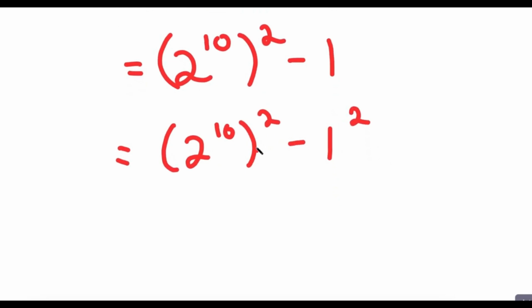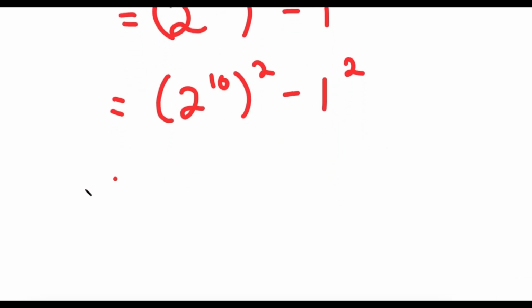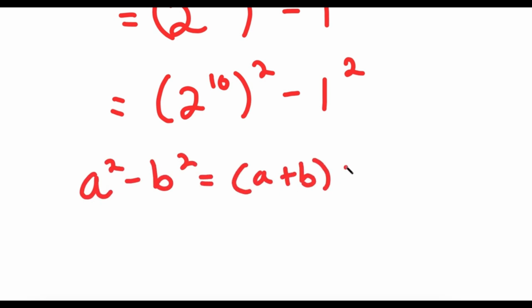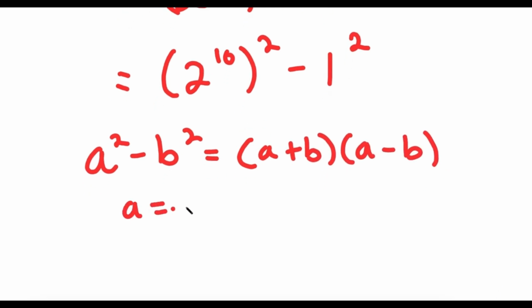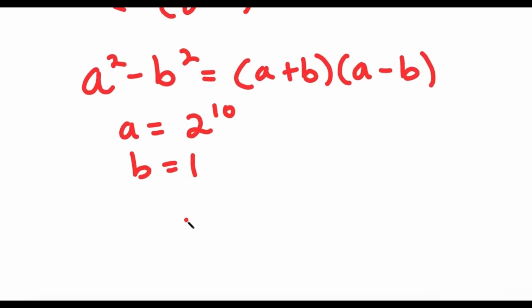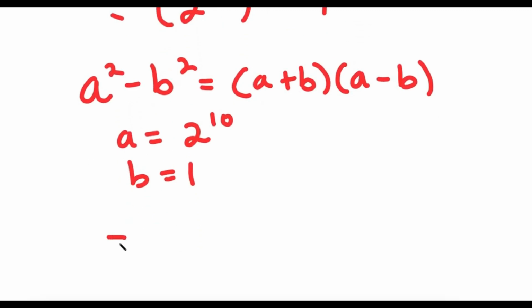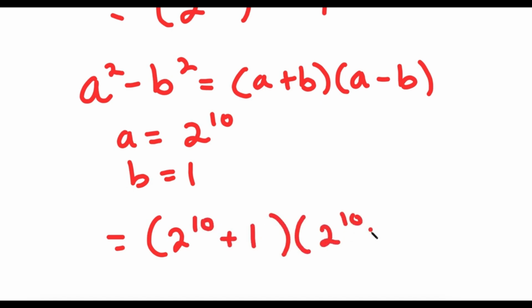And the reason I put this in this form is because now I can use the property a squared minus b squared is equal to a plus b times a minus b. So in this case, a is equal to 2 to the power of 10, and b is equal to 1. So now I get 2 to the power of 10 plus 1 times 2 to the power of 10 minus 1.